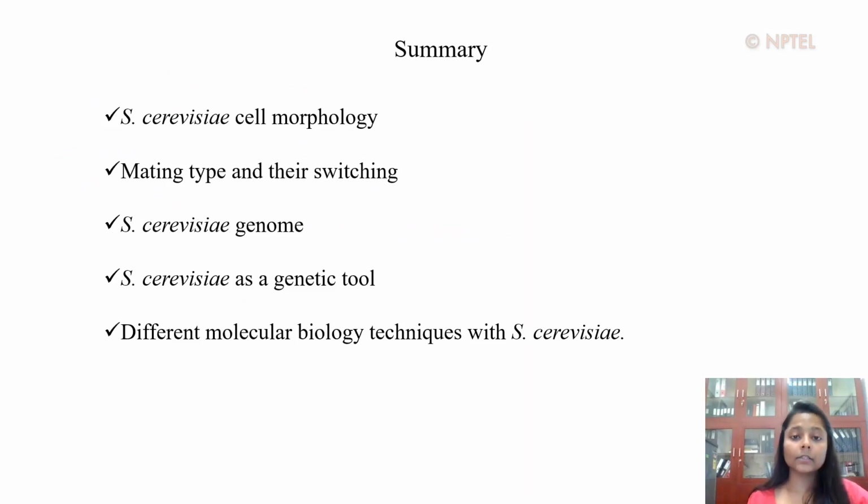This brings us to the end of today's short lecture. So far we have learned different cell morphology of Saccharomyces cerevisiae, their mating types and how they switch their mating types. We have also learned some interesting facts about the S. cerevisiae genome and why S. cerevisiae is so useful as a genetic tool. We have also understood different molecular biology techniques with Saccharomyces cerevisiae.